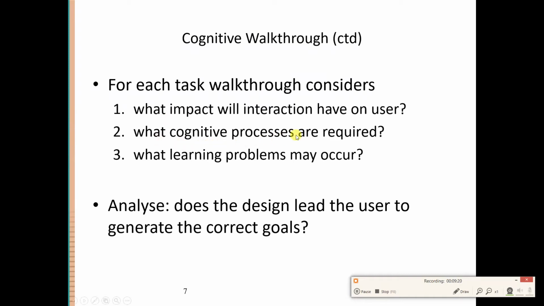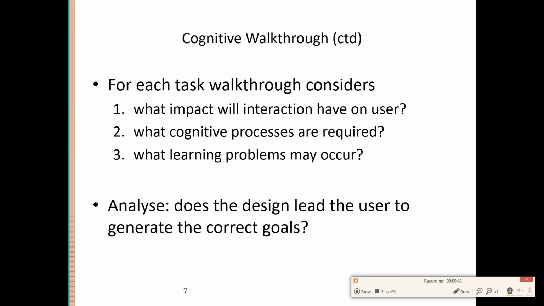What cognitive processes are required? As I told you, in cognitive sciences and cognitive psychology, we are trying to understand how humans learn something. They use their senses, their problem solving skills, and their analytical skills to learn something. So we have to analyze what things are required there.